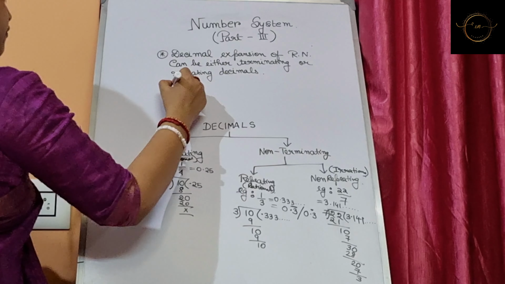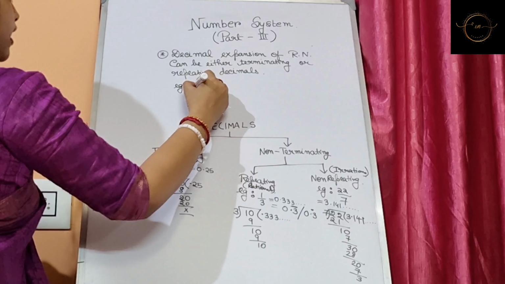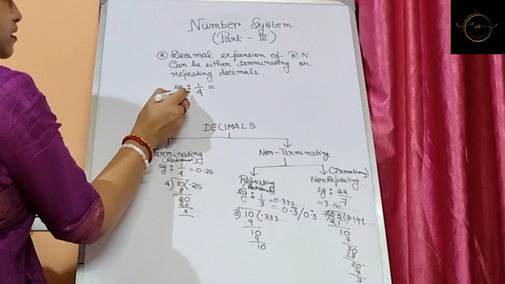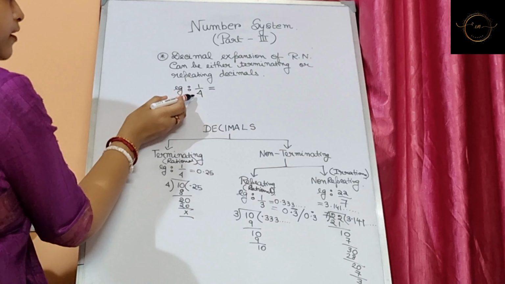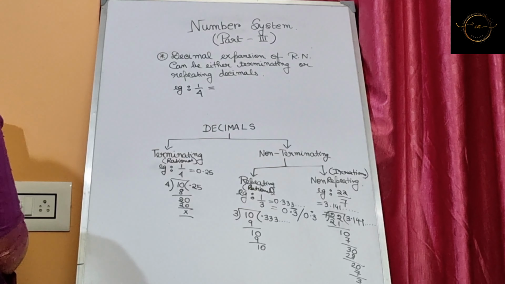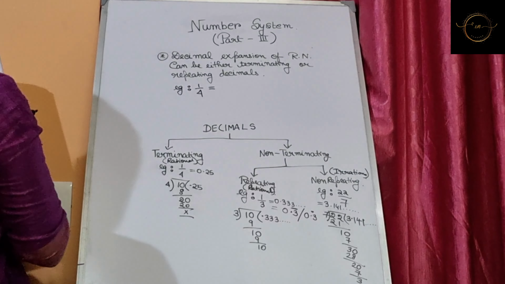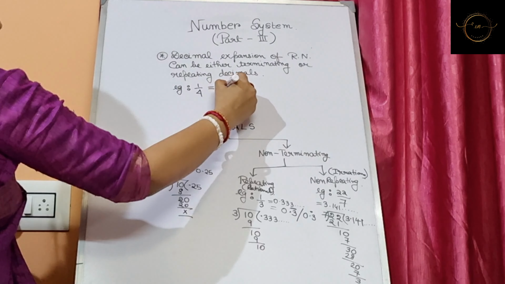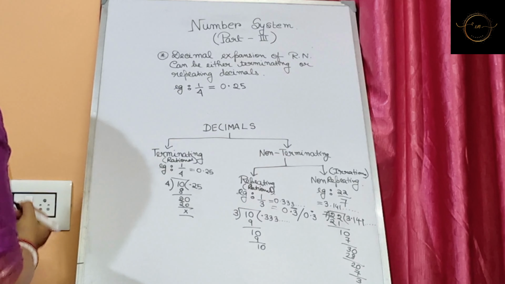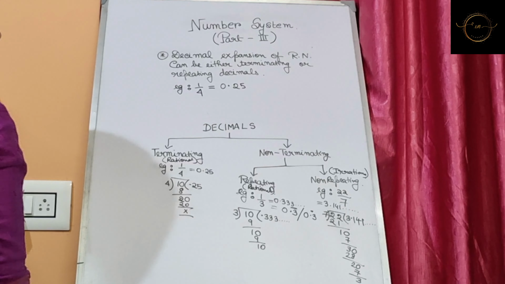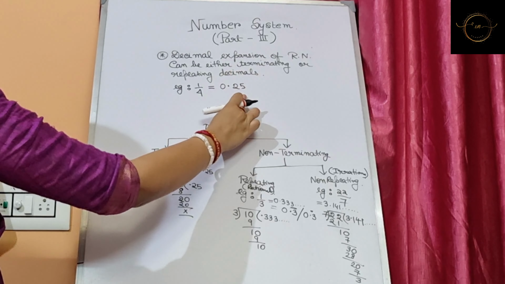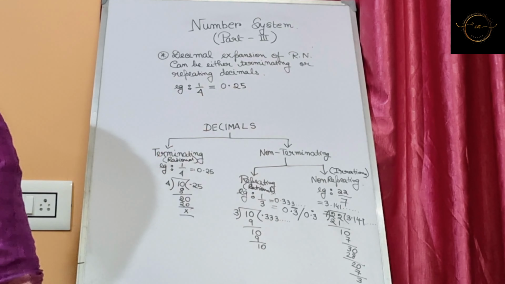For example, if I'm taking the number 1 by 4, and you already know now what a rational number is. As you can see over here, 1 and 4 both are integers where the denominator is not equal to 0. So such a number is obviously a rational number, and for 1 by 4 we have done the decimal representation, it's coming 0.25. So here it's terminating after a certain point. After two places, it's terminating.